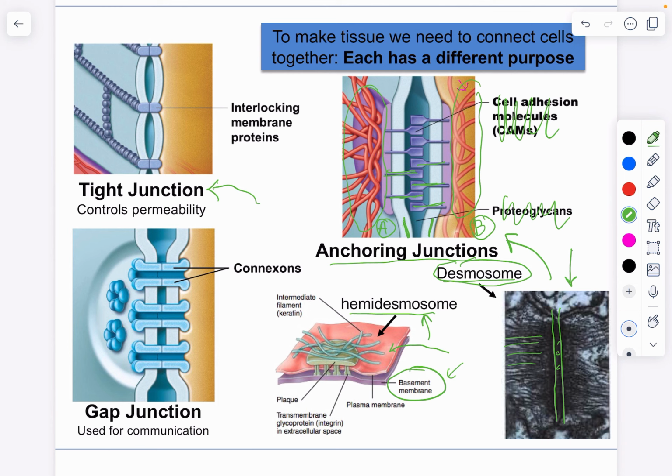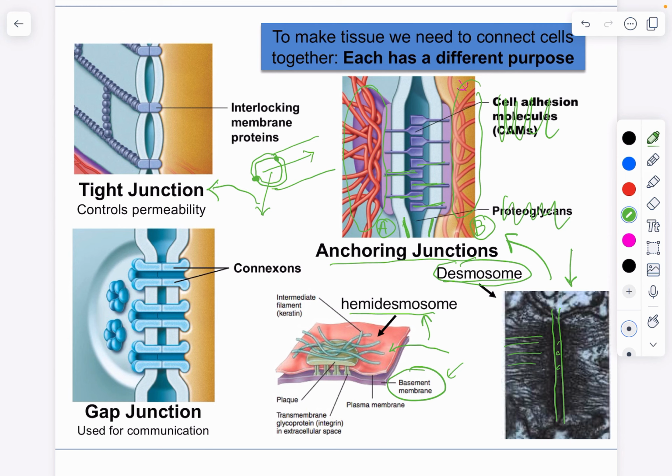I'm going to attempt to draw a blood vessel here. I'm going to attempt to draw two cells that are making up this blood vessel, okay? There's the blood vessel. And where you're going to find these tight junctions is in between those two cells there. Those two cells are going to be stitched together with tight junctions so that the fluid that is running through this vessel doesn't leak out. So that is how it's going to control permeability.